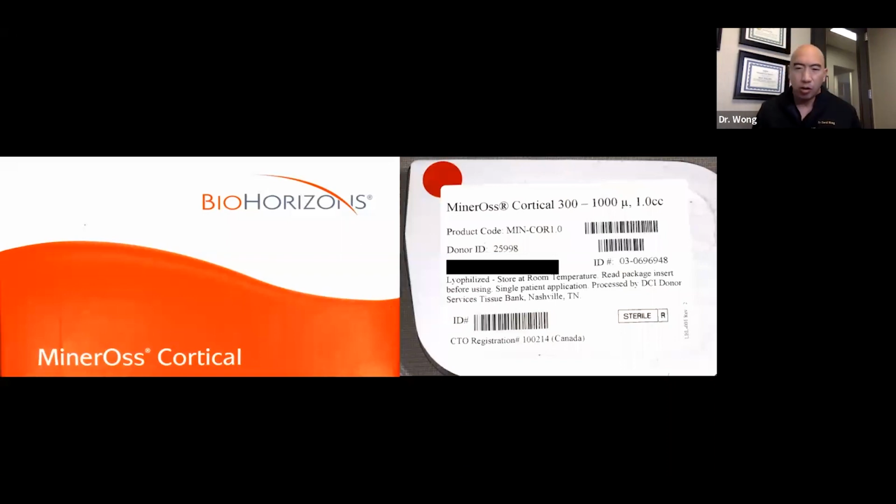So you're going to have lots of particle size choices. The reason we use 300 to 1,000 is because anything less than 300 is going to be so small that it gets resorbed by the patient's body. Anything over 1,000 microns gets fibrously encapsulated, so scar tissue forms around it.